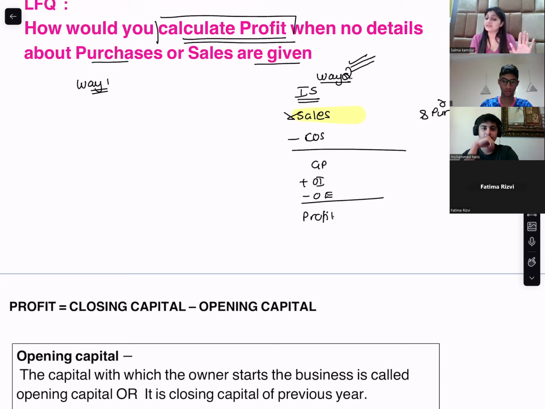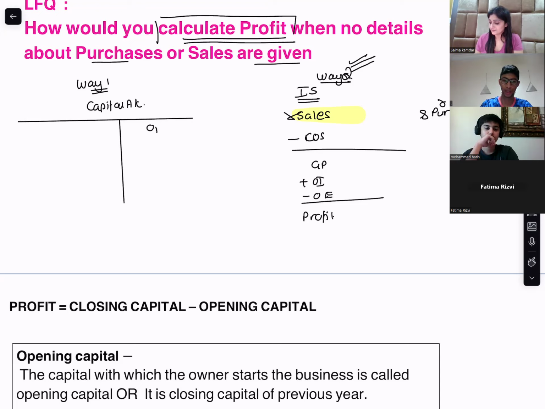I don't have purchases and sales information. Then how will I find out profit? Then capital account. Do you know the format of capital account? What is it? On the credit side, we have opening balance, so balance brought down. Then additional capital, interest on capital, profit, and on the debit side, we have drawings, interest on drawings, loss, and closing capital.